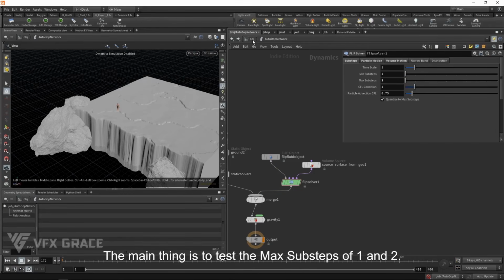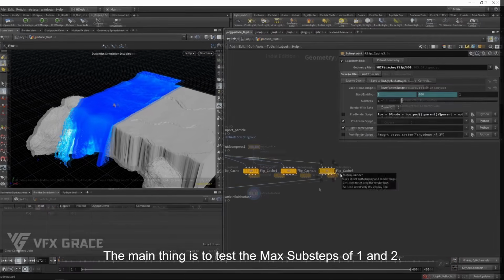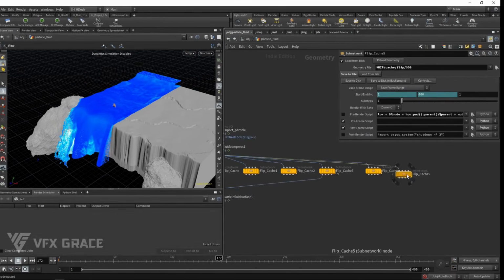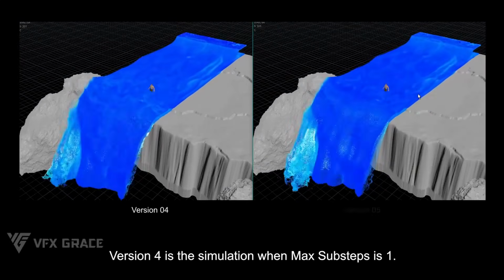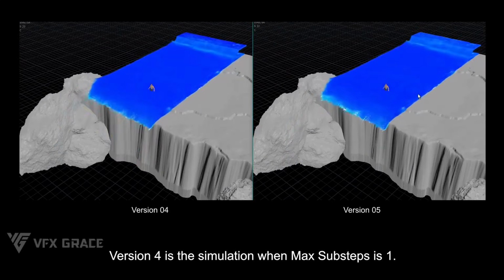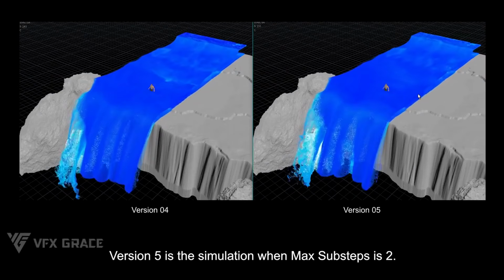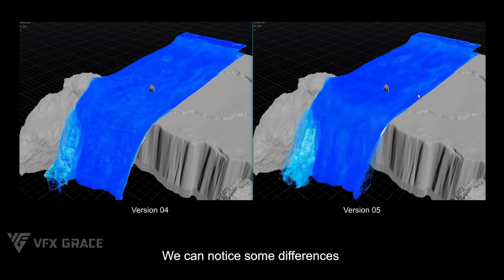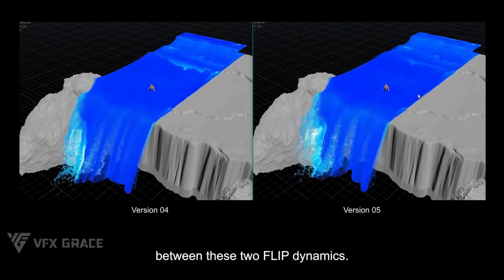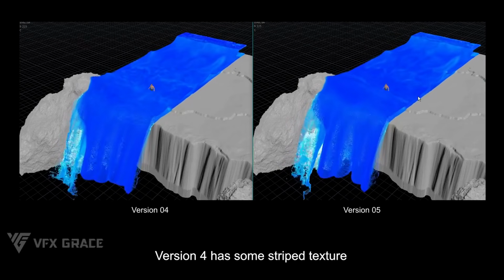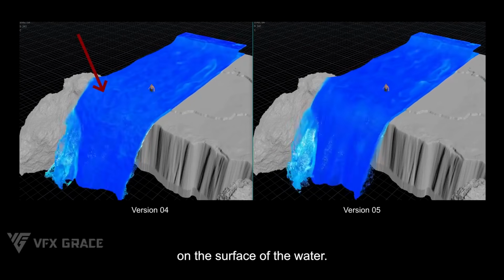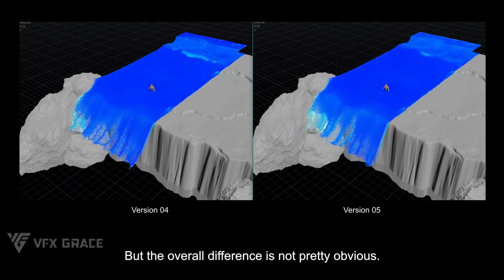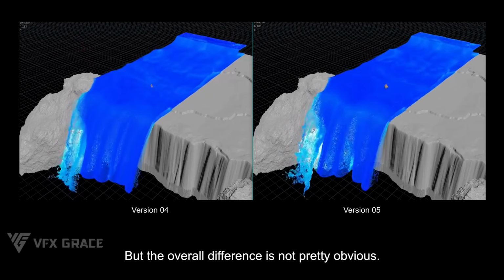The main thing is to test the max substeps of 1 and 2. Here I cached two versions. Version 4 is the simulation when max substeps is 1. Version 5 is the simulation when max substeps is 2. We can notice some differences between these two flip dynamics. Version 4 has some stripped texture on the surface of the water, but the overall difference is not pretty obvious.